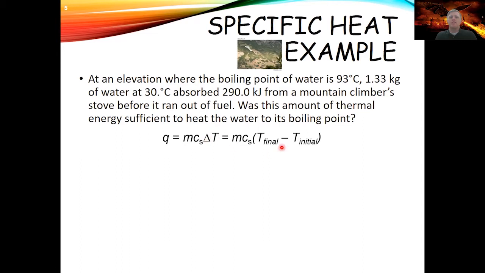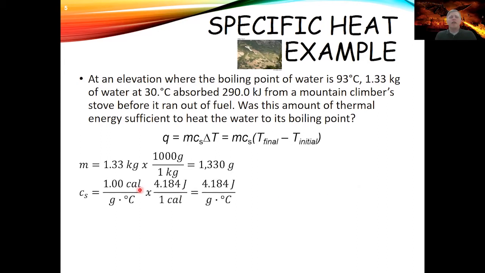And my delta T is just going to be equal to my final temperature minus my initial. So with my mass, I always want to convert this into grams. Why? Because specific heats are always listed in grams. They're almost never listed in kilograms. So always convert your mass into grams. For the specific heat, like I say, it's not written up here, but I do actually know the specific heat of water. So the specific heat of water is 1 calorie.